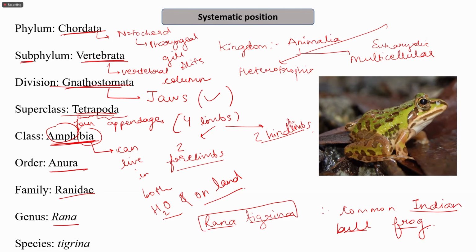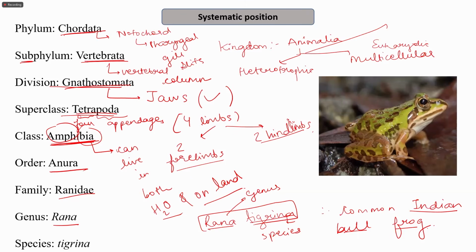The scientific name is Rana tigrina. Rana is the genus, tigrina is the species. So this is the systematic classification, or the systematic position, of frog in taxonomy. Phylum is Chordata because of characteristics like the notochord or pharyngeal gill slits at least at one point of its lifetime. Subphylum is Vertebrata, division is Gnathostomata, superclass is Tetrapoda, class Amphibia, order Anura, family Ranidae, genus Rana, and species tigrina.